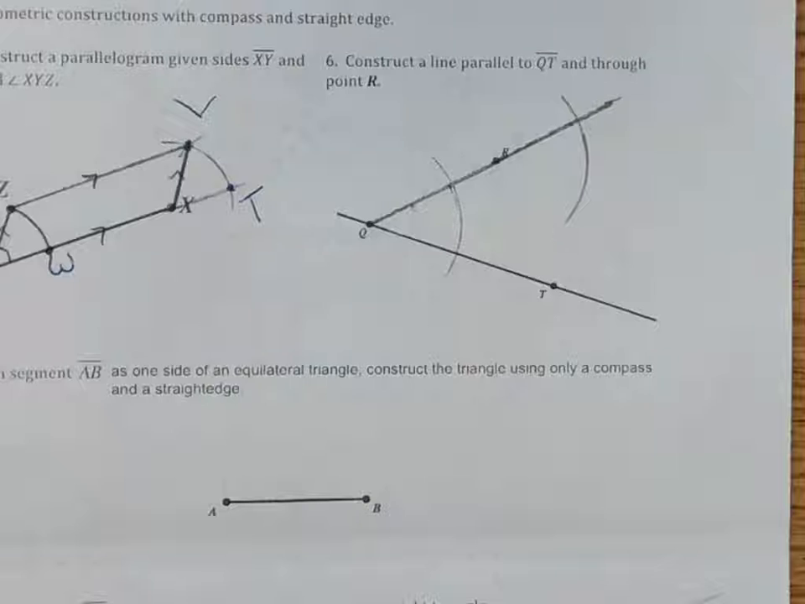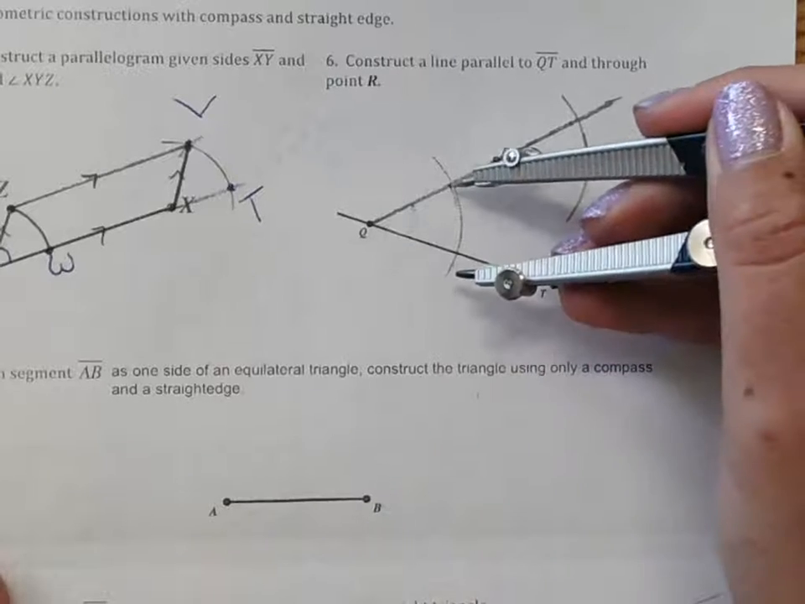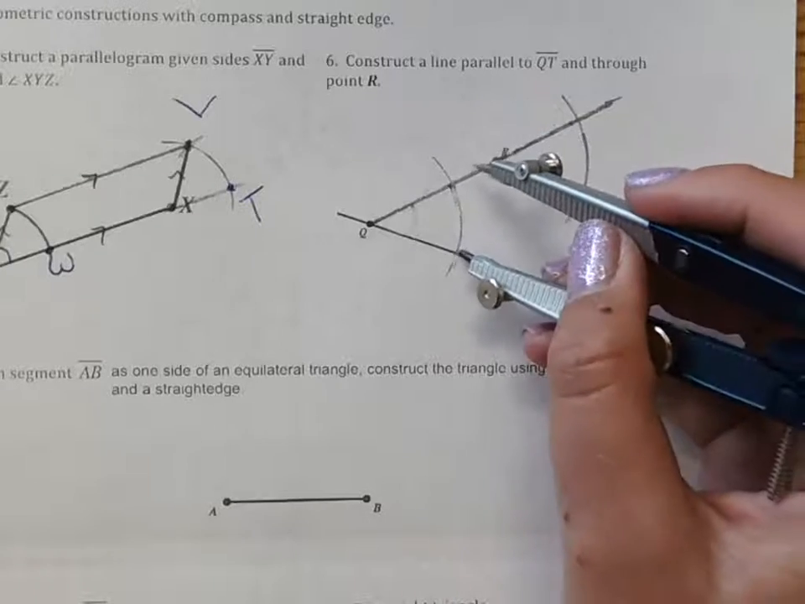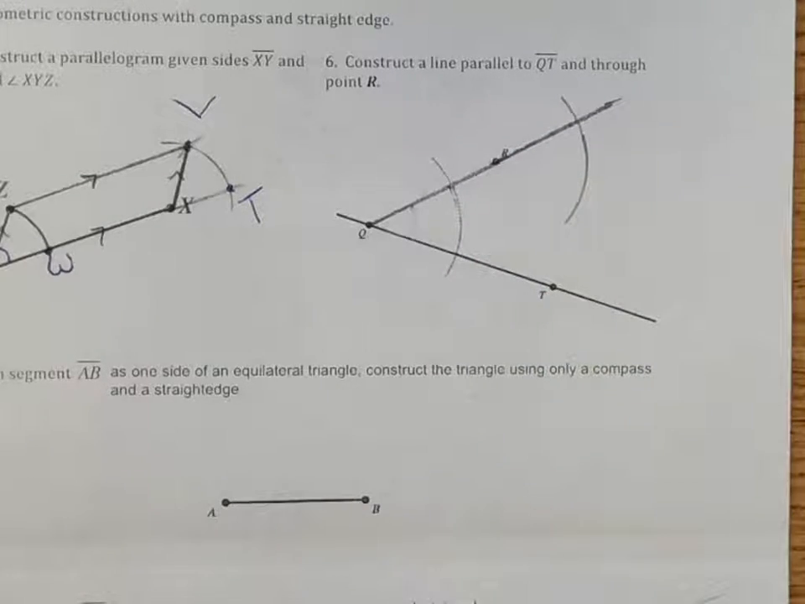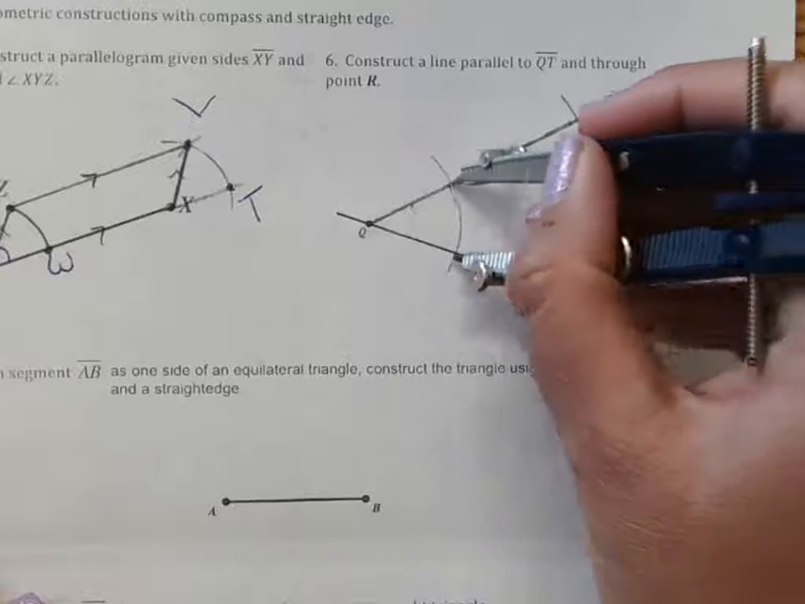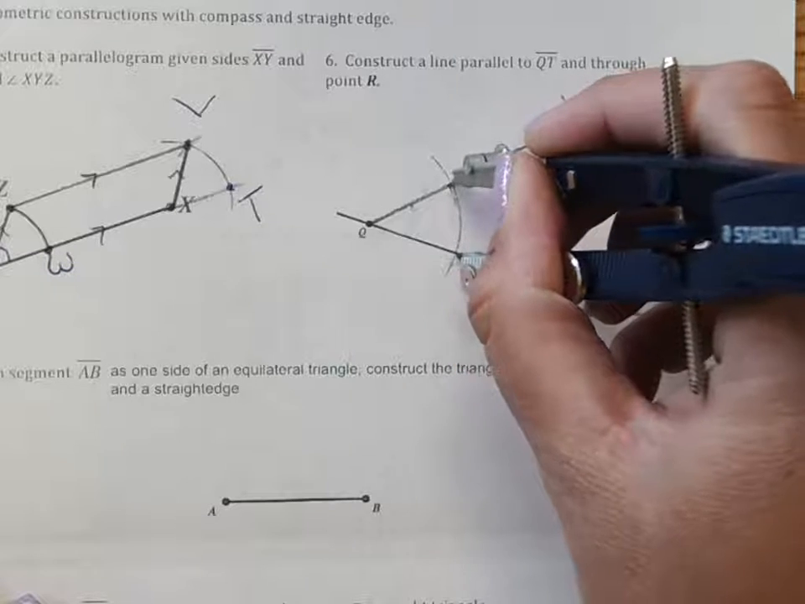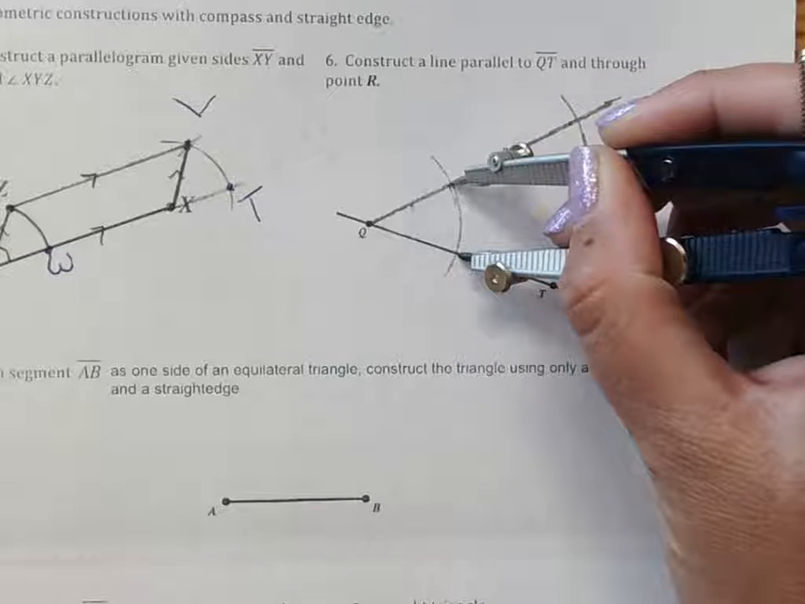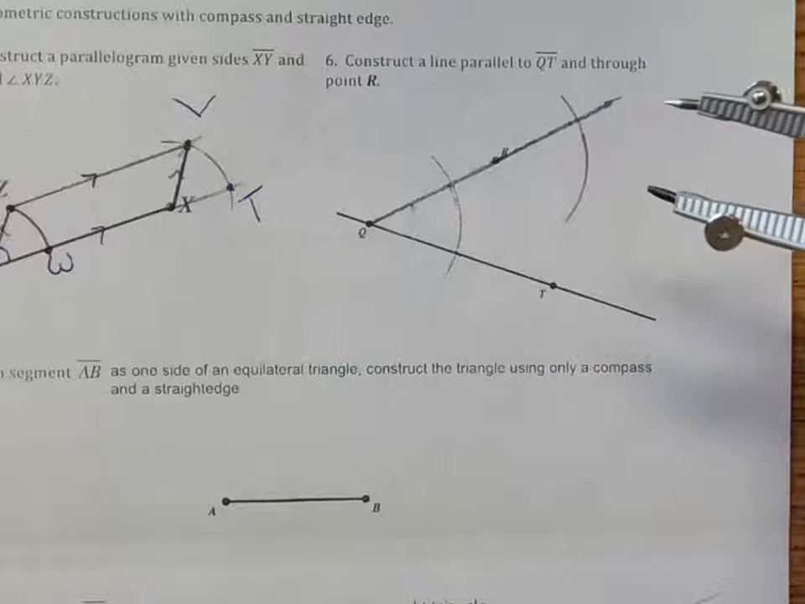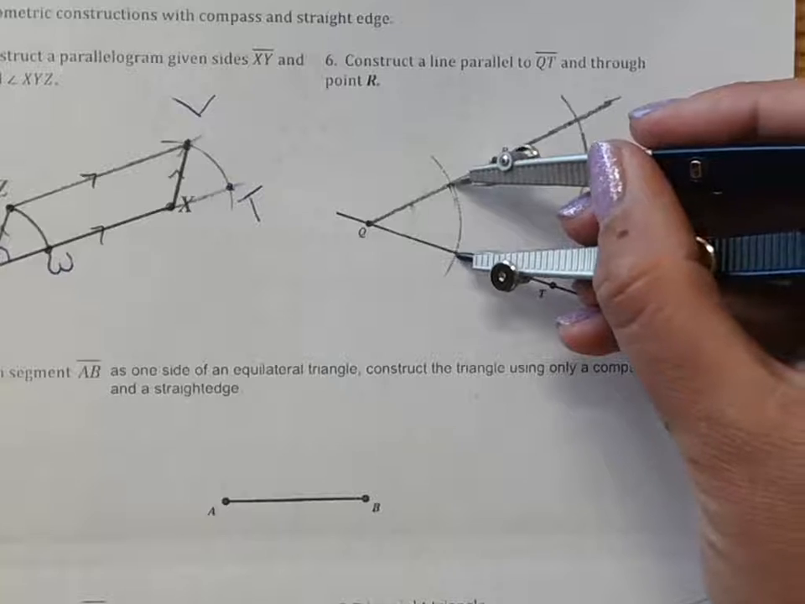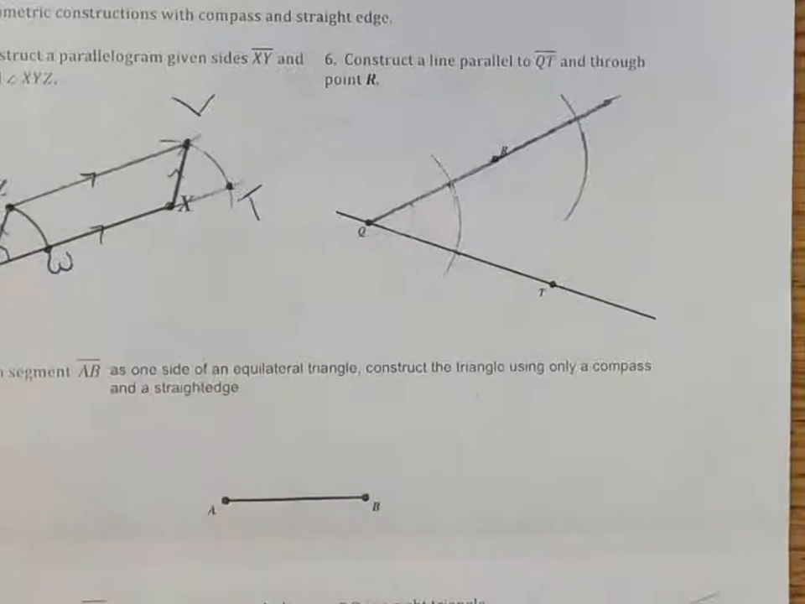Now we're going to measure this arc. So you're measuring where it intersects, from here to here. That's where it crosses. So we're measuring that arc. Go ahead and put your point on our new point. Let me label it.